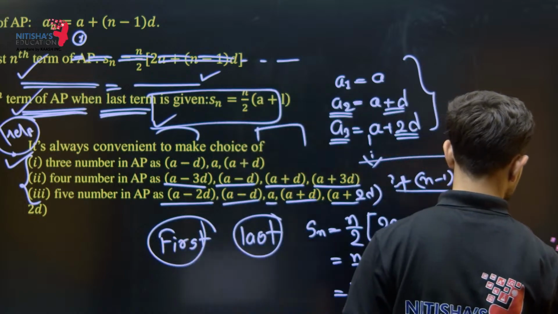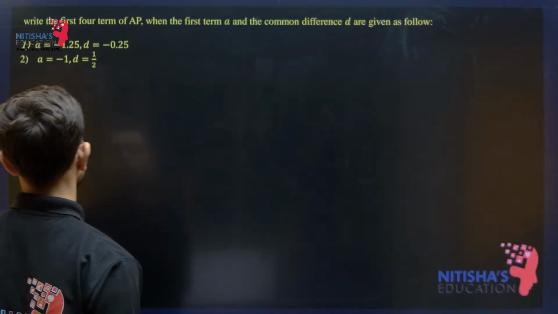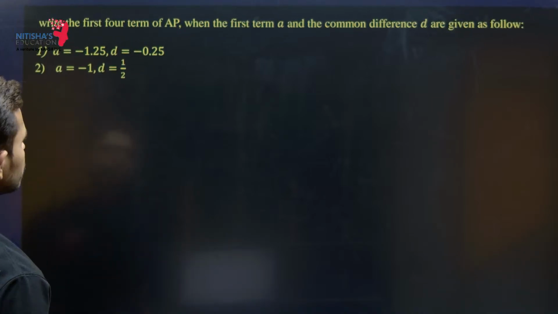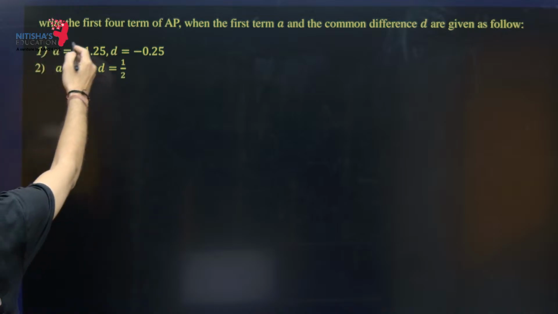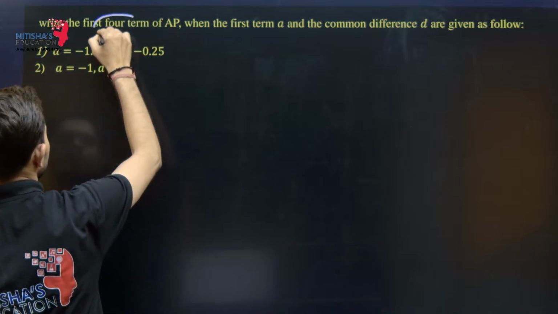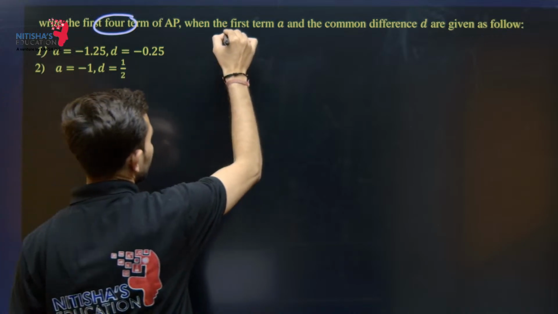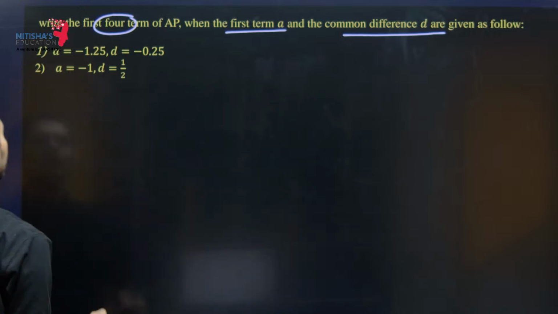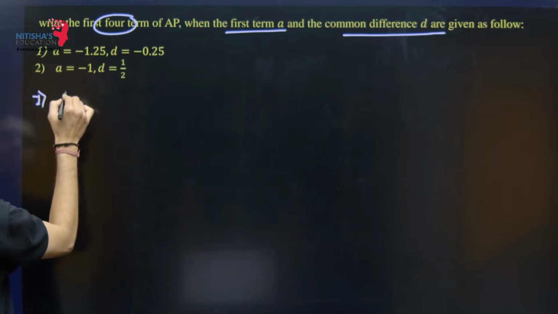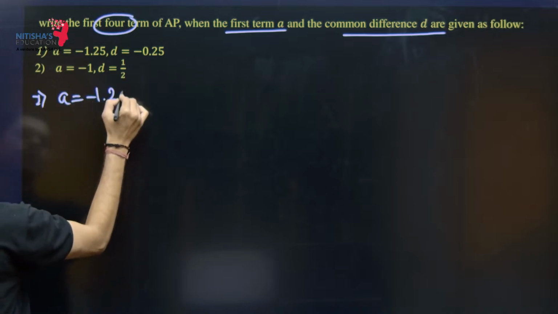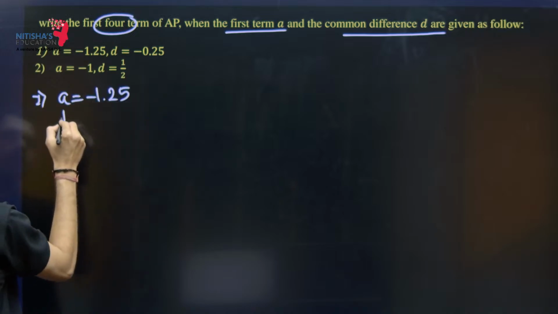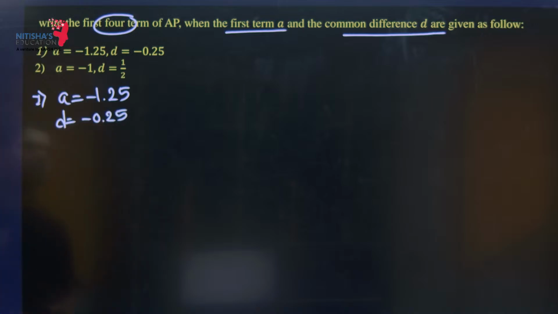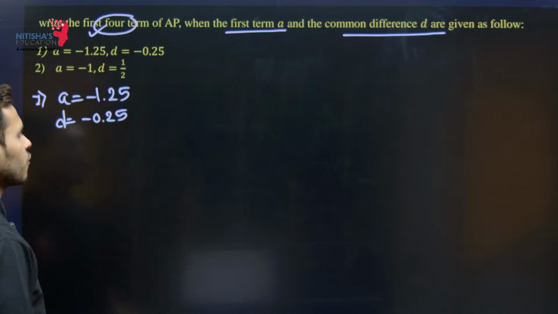Next, there is a question. The question is to write the first 4 terms of the AP when the first term a and the common difference d are given. They are providing us a is equal to minus 1.25. They are providing us d, which is minus 0.25, right? We need to find the first 4 terms of the AP.